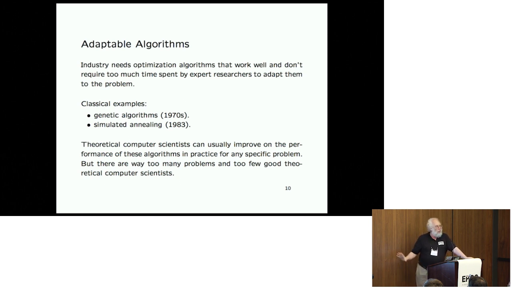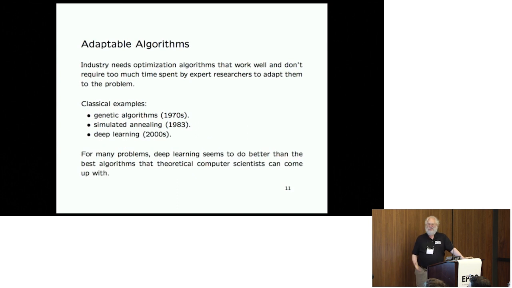But there are way more optimization problems in industry than there are theoretical computer scientists who can come up with clever algorithms for each single one, so you need something that works for a big class of them. And this is one of the hopes that the QAOA will work for. And in fact, deep learning came up in the 2000s, and even theoretical computer scientists don't seem to be able to do better than deep learning. So deep learning really works, and we don't understand why.